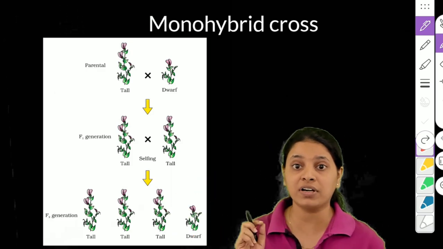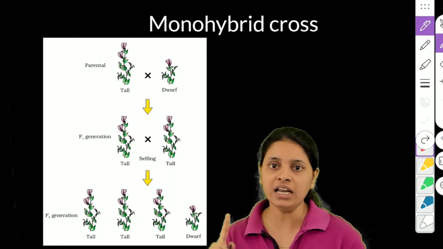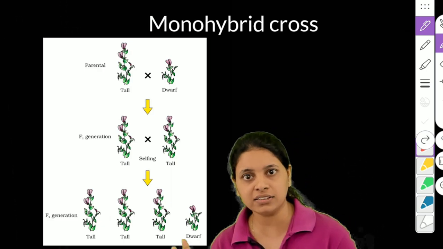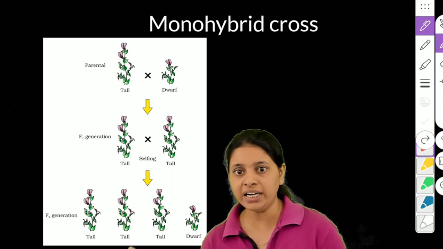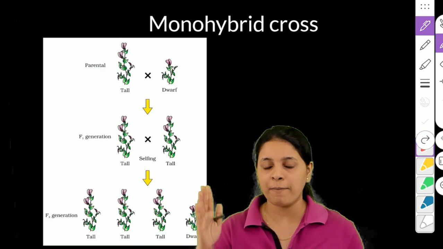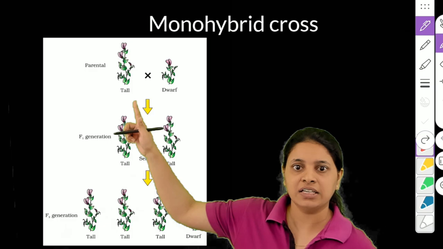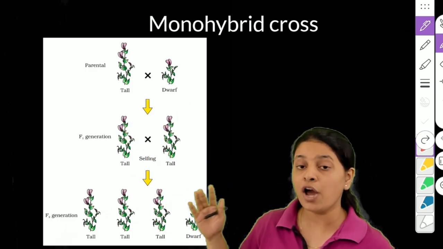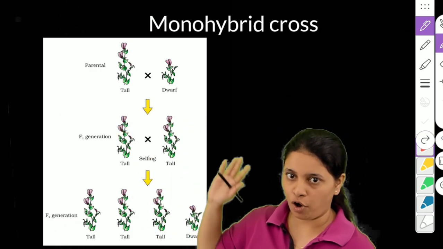Here you can see we have considered a single character only, that is plant height in pea plants. Okay, you can either say a single character is considered or you can say a pair of contrasting traits, right? If you are saying pair, then you have to use the word contrasting because plant height in pea plants exist in two contrasting forms, that is tall and dwarf, that is short plant. So now let's see what happens if you make a cross between a tall and dwarf plants.